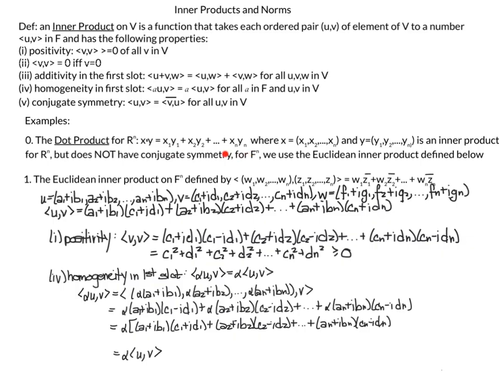So in order to remedy this, we need some sort of analogous thing for the dot product in Fn, and we use the Euclidean inner product defined below. It's essentially the same thing as the dot product. We do an addition of component by component multiplication, except for the second vector we use the coordinates' complex conjugate. So we have that definition here.